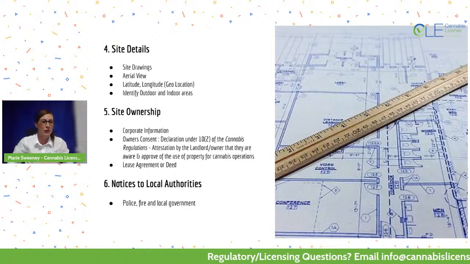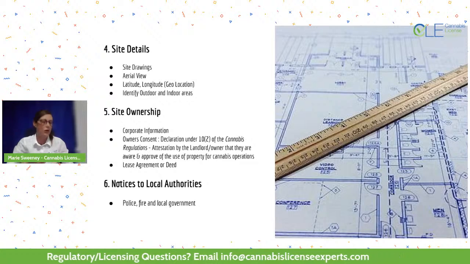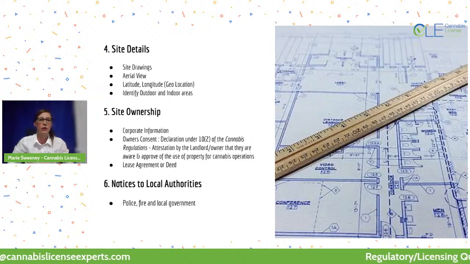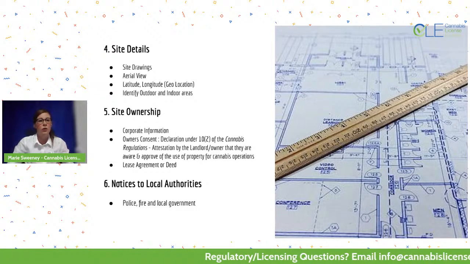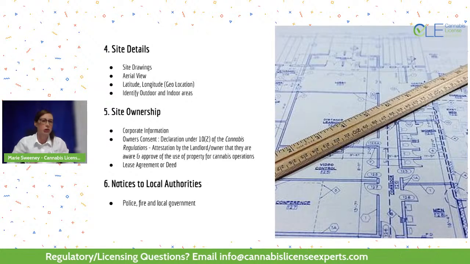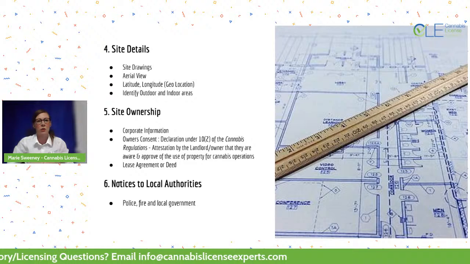You're also going to have to identify your latitude and longitude geolocations, and identify outdoor and indoor areas, which ones are for cultivation purposes and activities associated with cannabis, and which ones are not. So bathrooms, hallways, visitor lobbies, those types of things would be considered not associated with cannabis.